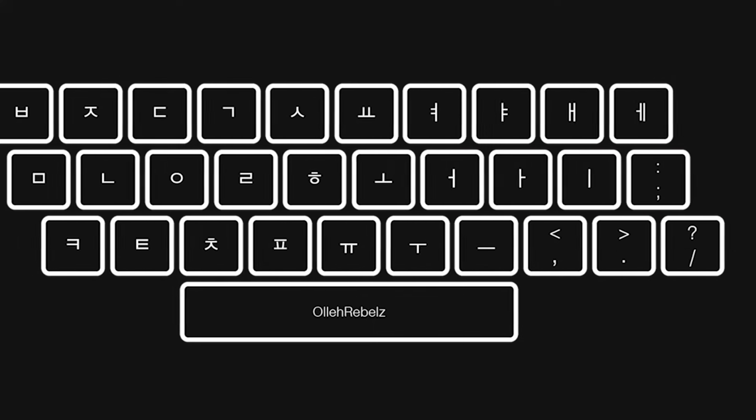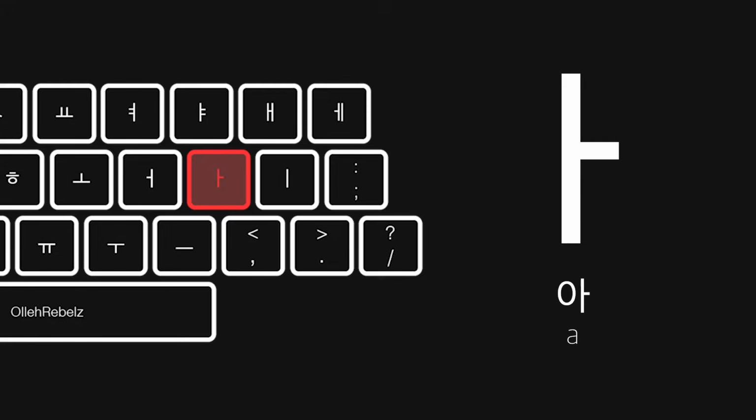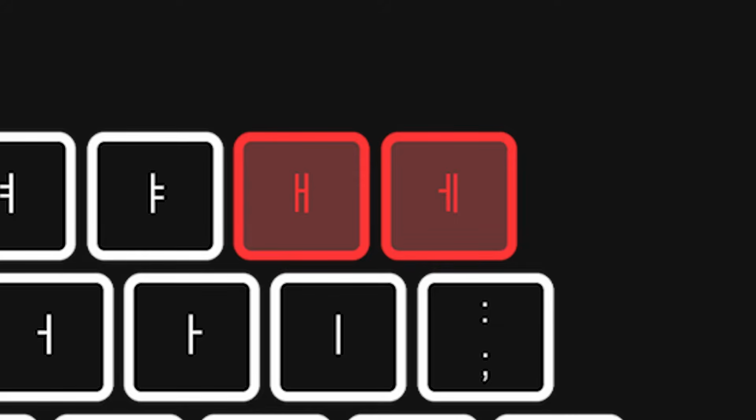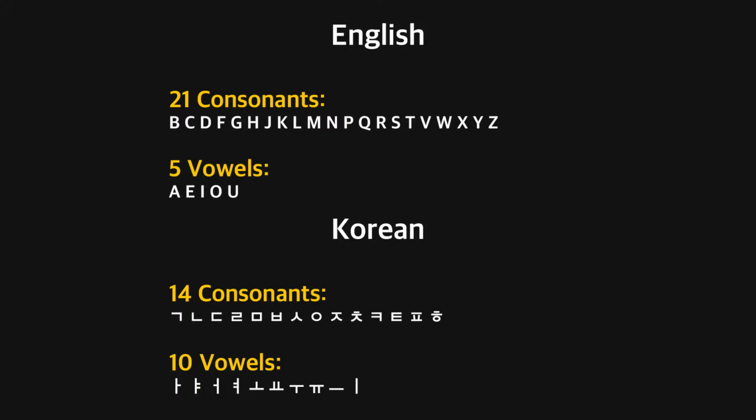Now let's move on to the other side of the keyboard, the 10 vowels 아야, 어여, 오요, 우유, 으이. You might have noticed that the keyboard has 2 extra vowels in the upper right side, bringing the total count to 12 instead of 10. An easy explanation is that since Korean has 2 less letters in its alphabet compared to English, it had to fill up those 2 extra spots somehow.